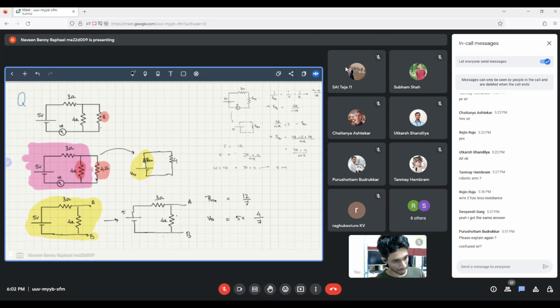Did the voltage divider part make sense? Otherwise, we can solve this normally also. Is there anyone who got confused about the voltage divider part? So where do you get 4/7, sir? The formula for the voltage divider is that the voltage across this will be R divided by the voltage across the entire thing, so 3 plus 4.